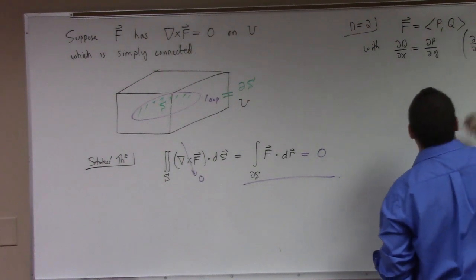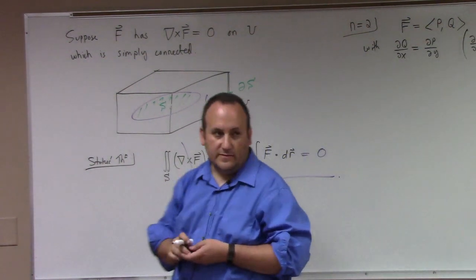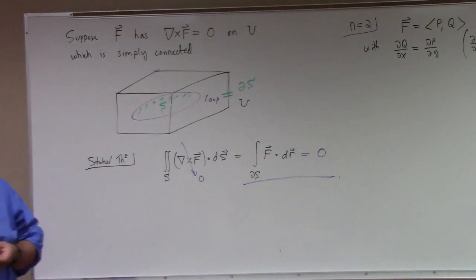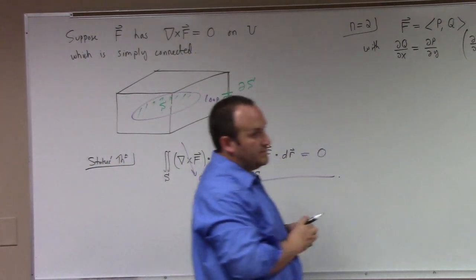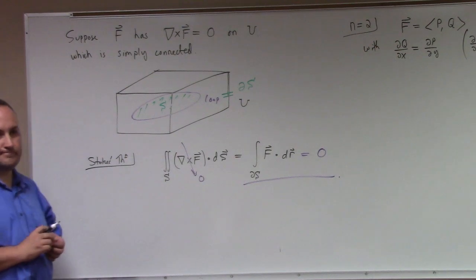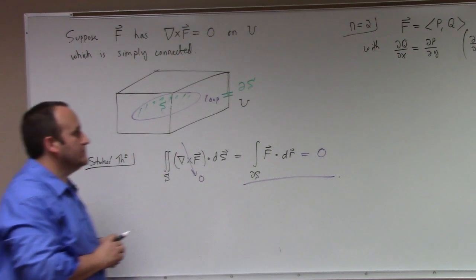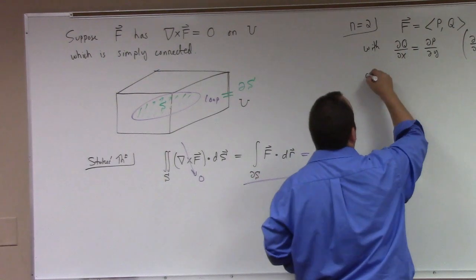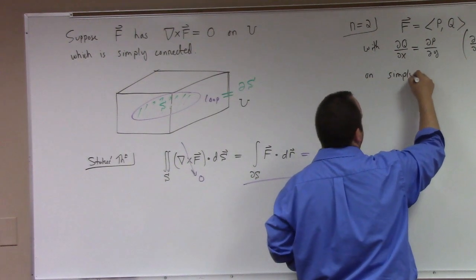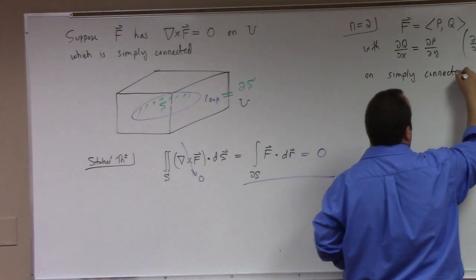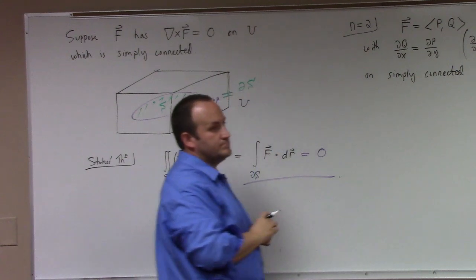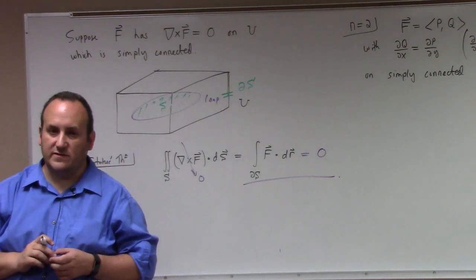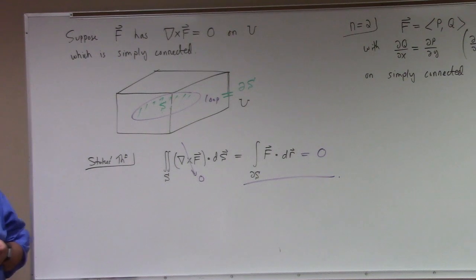Incidentally, side remark, saying that partial Q, partial x minus partial P, partial y equal to 0 is to say that the z component of the curl of P, Q, 0 is 0. All right. So suppose that this is true on simply connected U, which is a subset of R2, right? Then what theorem comes to bear? What's the two-dimensional analog of Stokes' theorem?